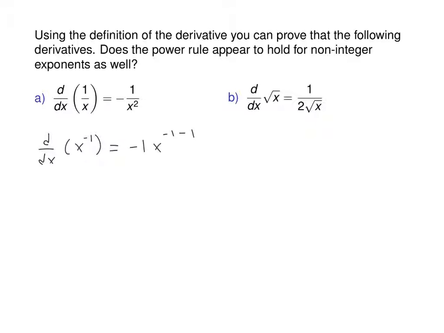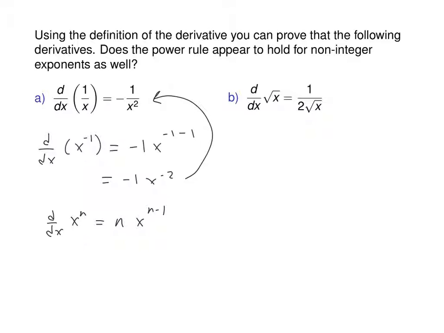So what's minus 1 minus 1? So does that give you this? Yeah. And so that's just using the fact that the derivative of x to the n is nx to the n minus 1.